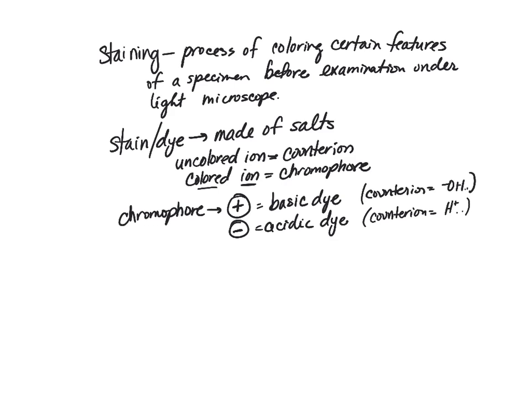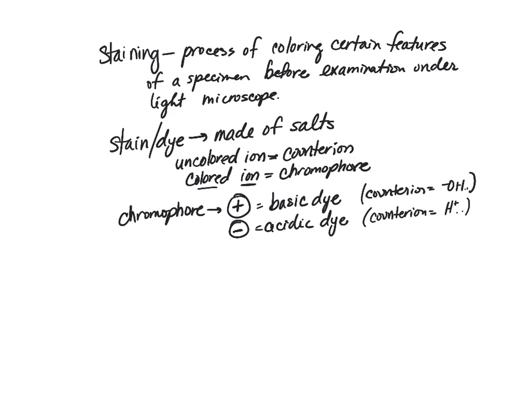And knowing whether or not the chromophore is a positive ion or a negative ion is important, because our positives and our negatives are going to interact differently with different parts of cells. So we would want to understand what it is that we're looking at so that we can understand if we need to use a basic dye or if we need to use an acidic dye, depending on what it is that we're trying to look at, what it is that we're trying to create contrast for.